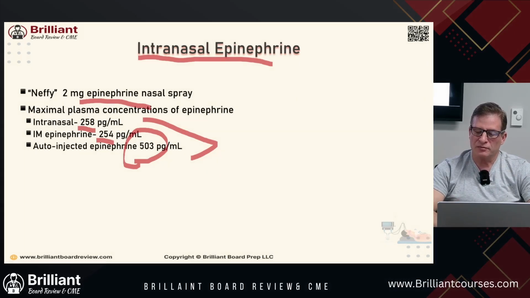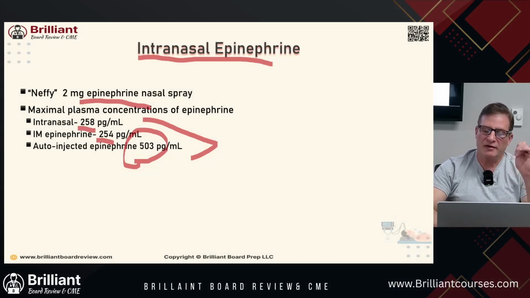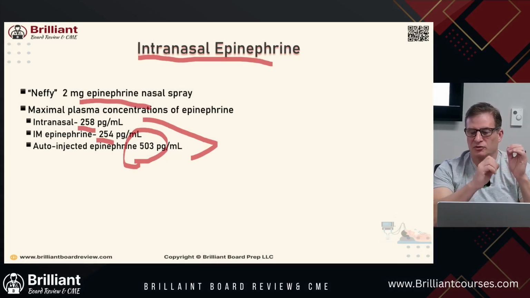You need to store the Neffy, this nasal spray, at room temperature between 68 to 77 degrees. It's pretty temperature tolerant, so it can go in temperatures up to 122 degrees Fahrenheit. It's about a quarter or a third cheaper than the auto-inject. So these things can be important. Now you should have 2 doses with this because sometimes you're going to need a second dose, and you'd use it in the same nostril after 5 minutes.